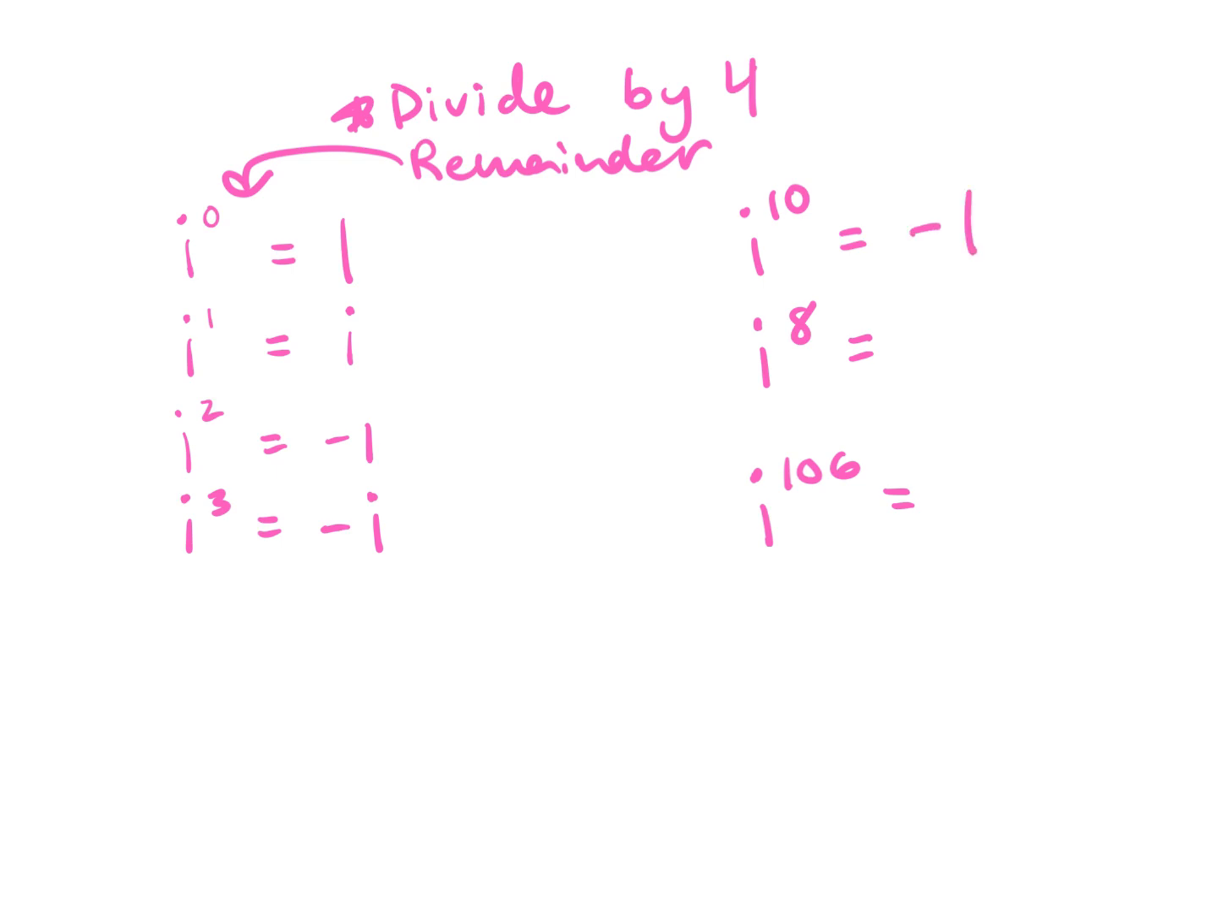What's 8 divided by 4? How many do we have left over? It'd be 2 with the remainder of 0. So what's I to the 8th power? 1. What's 106 divided by 4? How many is our remainder? 2 would be our remainder. So what's I to the power of 106? -1. It'd be the same as I squared. So whatever your remainder is, you're going to follow these rules here.